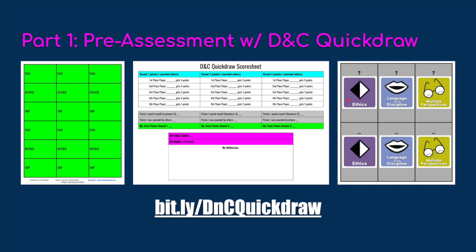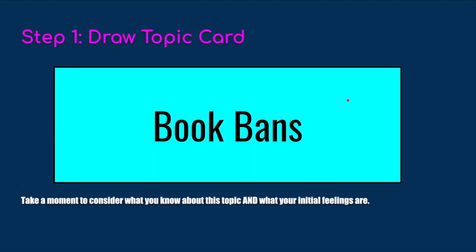So the first thing you do is you draw a topic card. The topic card that we have drawn is book bans. And so I'm going to take a moment to consider what I know about this topic. Maybe I'm going to do a little quick write on it if you want to include that sort of portion with it. And I'm also going to think about what my initial feelings about book bans are. What is my gut telling me?